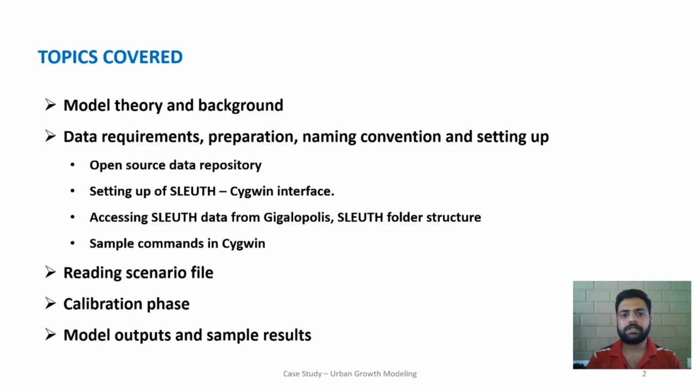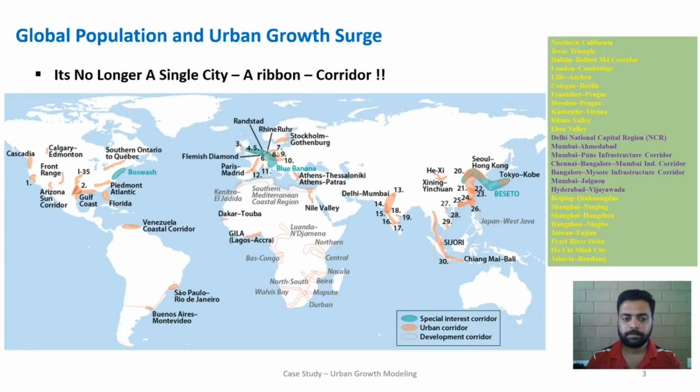And we'll also understand what the SLEUTH folder structure is, what the different folders mean, etc. Finally, we will see different commands in the Cygwin interface also. And then we have something called a scenario file, which is the backbone of SLEUTH. And the calibration phase, we will understand how the calibration of the model takes place. And finally we will see model outputs and sample results.